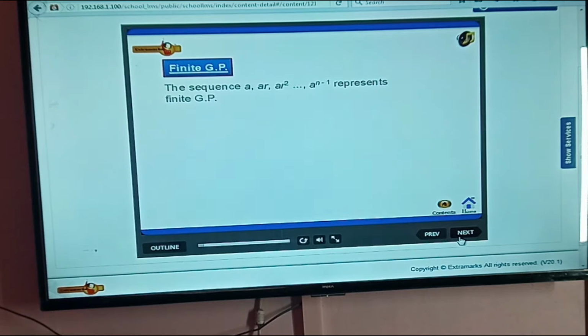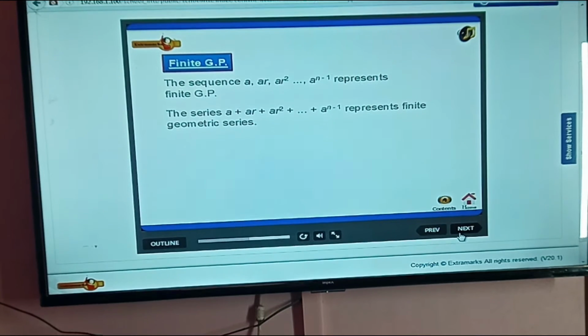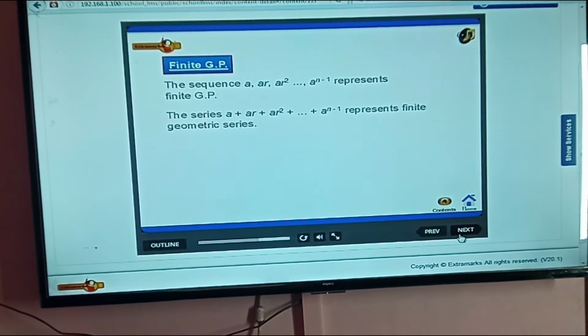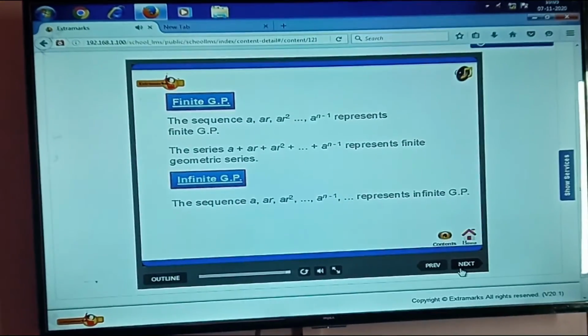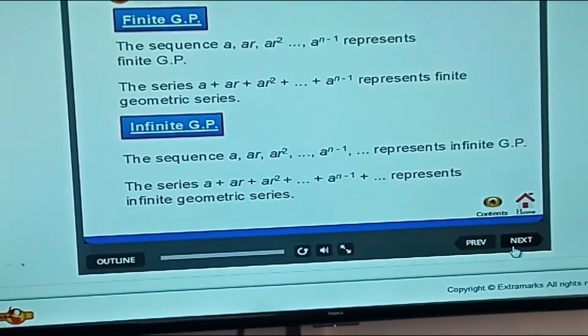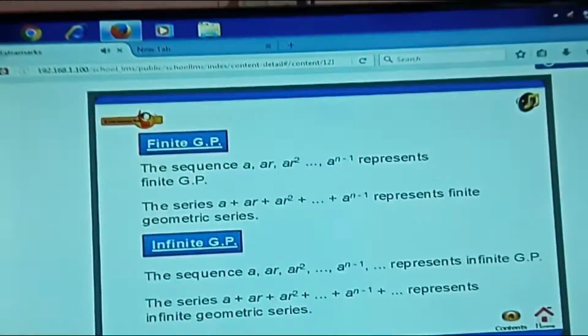Based on the number of terms and the definition of the general term, we can write a finite GP in the following way. The series associated with the above sequence is called finite geometric series. Similarly, an infinite GP can be written in the following ways. The series associated with this sequence is called infinite geometric series.